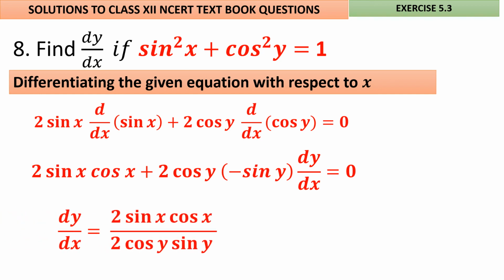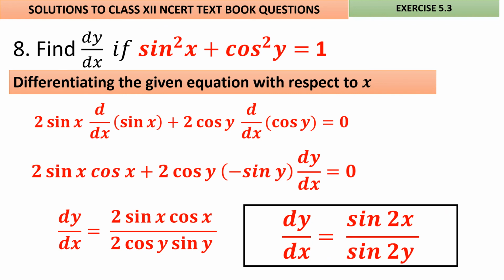Now keep only dy by dx in the left hand side. It will become 2 sin x cos x when you push it to the right hand side, divided by 2 cos y into sin y. I think that minus will get cancelled. And you can write it as sin 2x by sin 2y. This is the maximum simplification possible.